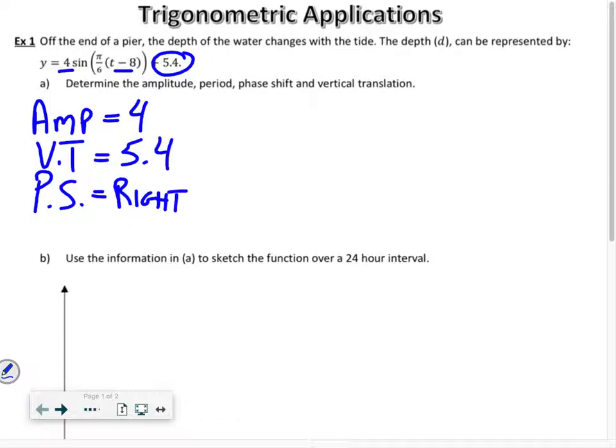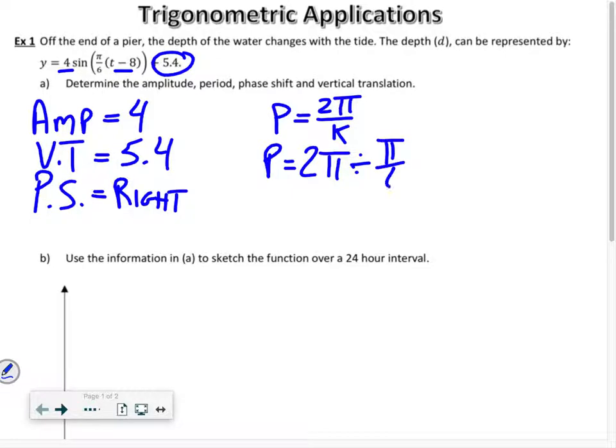The only thing that we actually need to take some time to do is find out what our period is. Now remember, the period equals 2 pi divided by k. So then that means our period here is 2 pi divided by pi over 6, which is 2 pi times 6 over pi, which is 12. Okay, 2 pi times 6 is 12 pi over pi, and then the pi's cancel out. So we get 12.